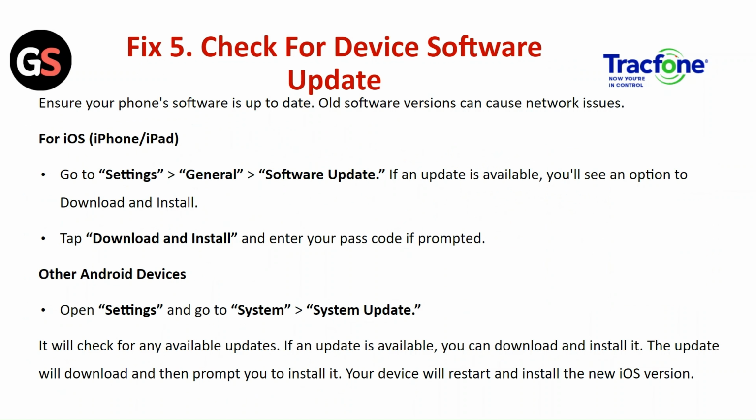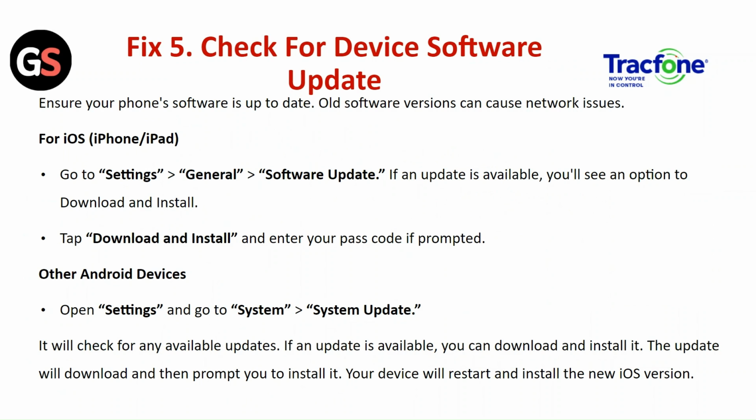Fix 5. Check for the device software update. Ensure your phone software is up to date. An old software version can cause network issues. For iOS, go to Settings, General, then Software Update. If an update is available, you will see an option to download and install. Tap on Download and Install and enter the passcode if prompted.